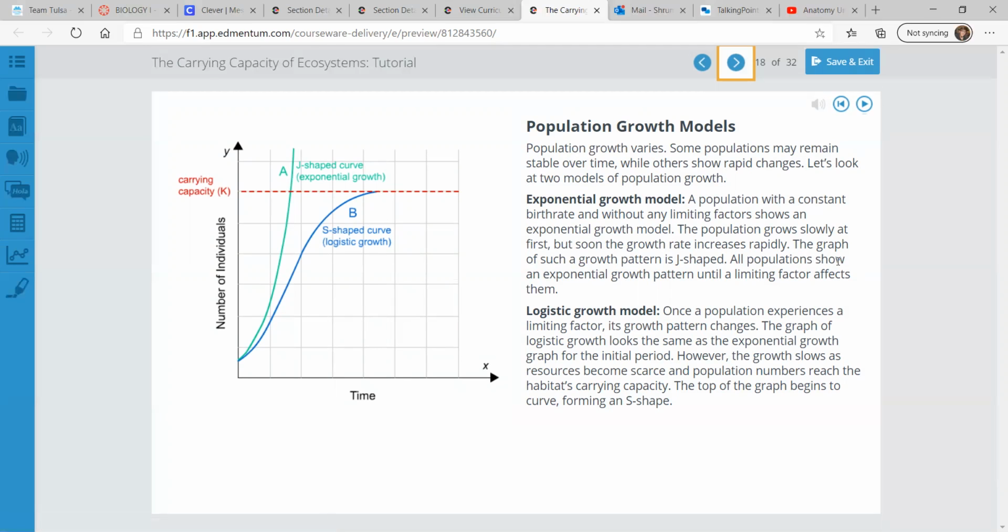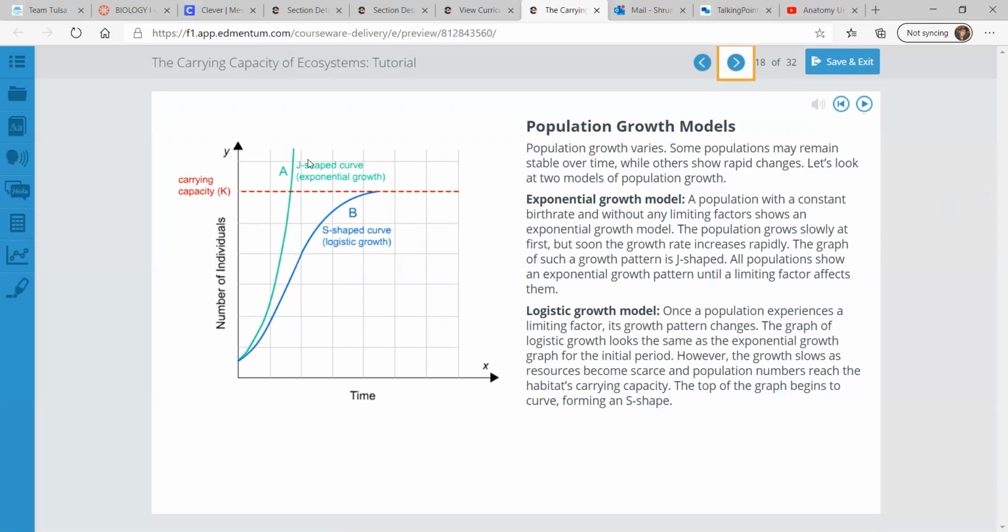Here are population growth models, and they vary. Population growth varies. Some may remain stable over time. Others could show really fast changes. And let's look at a couple examples.